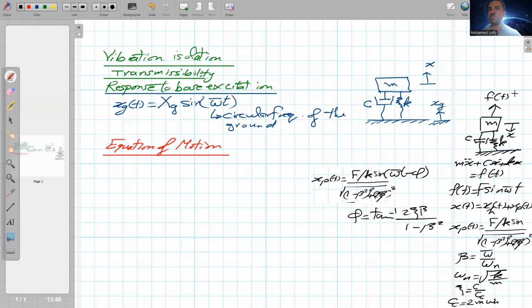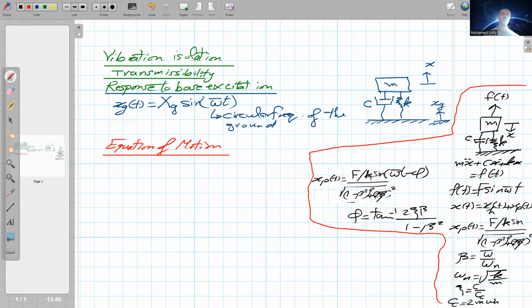This is what we have studied in any simple vibration course. So this part is just a revision that will help us proceed in our analysis. So let's go back to our analysis.